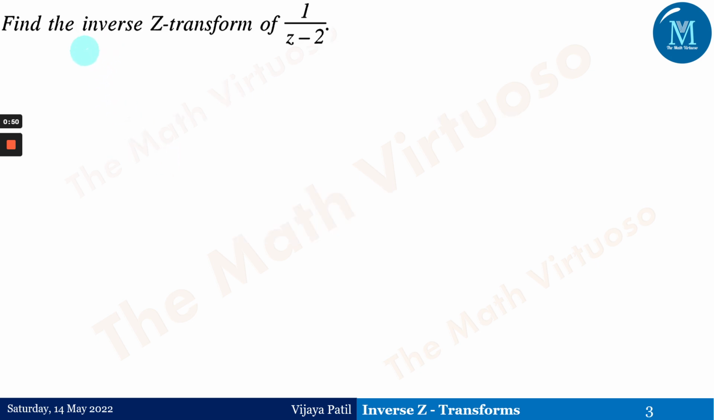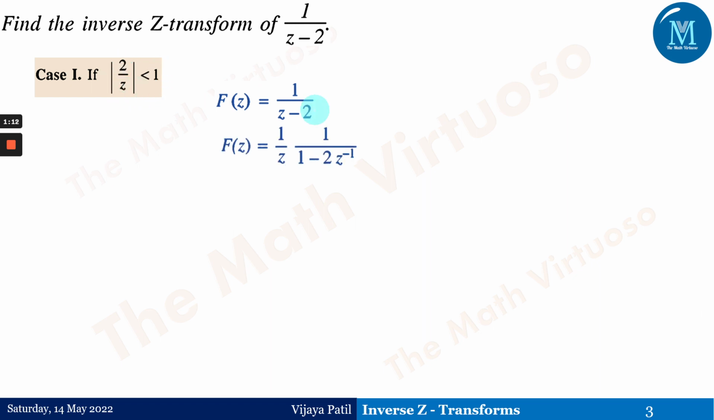The first question is: find the inverse Z transform of 1 upon z minus 2 under the case mod of 2 by z is less than 1. Now, f of z is 1 upon z minus 2 and we have the region as mod of 2 by z less than 1, that means we have to arrange this particular function. If you observe here, we have z in the denominator and 2 in the numerator.